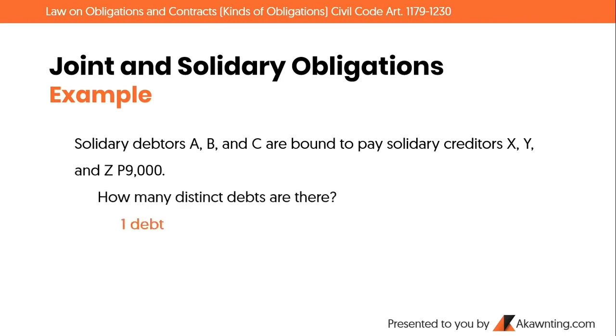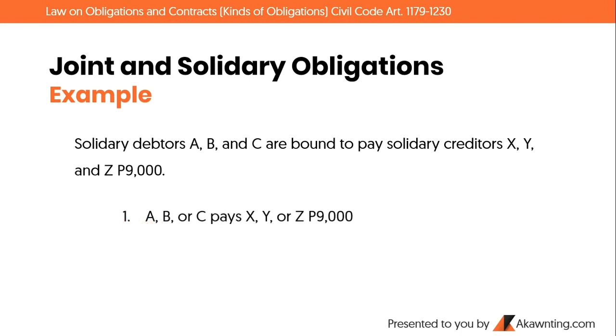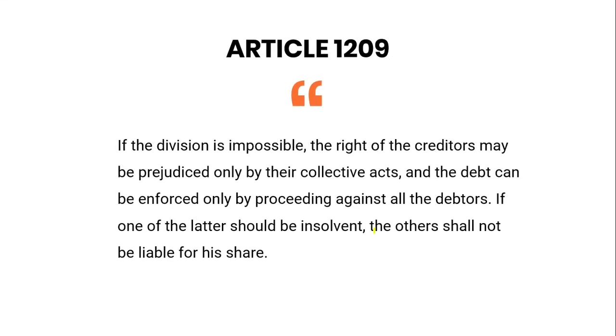So how many distinct debts? There are actually one debt only, which is yun, or pareho. So A, B, or C pays X, Y, or Z 9,000. So buong 9,000 yan. Okay? So ayan. Let's proceed to the next article.